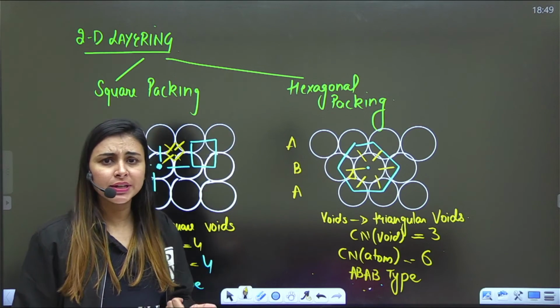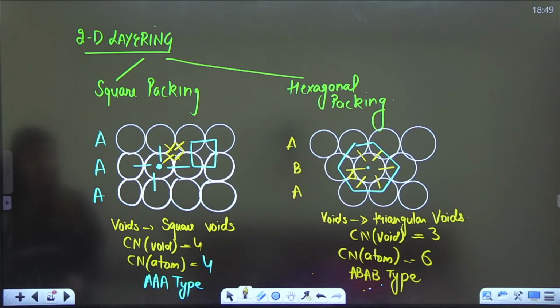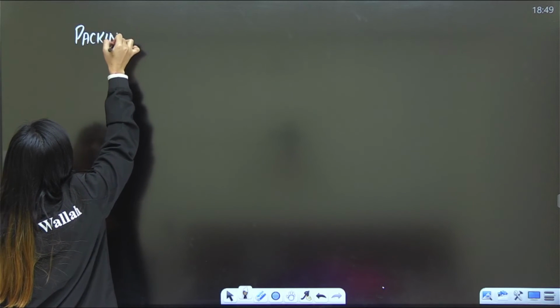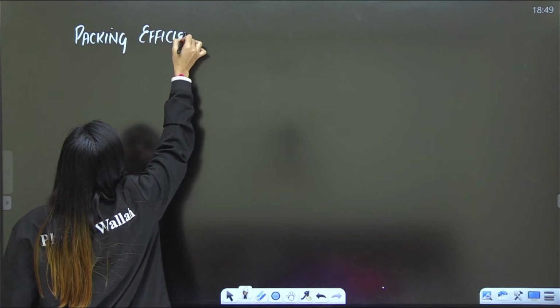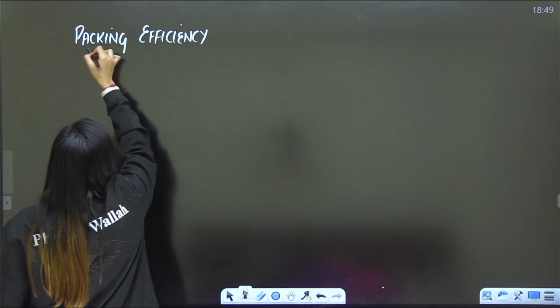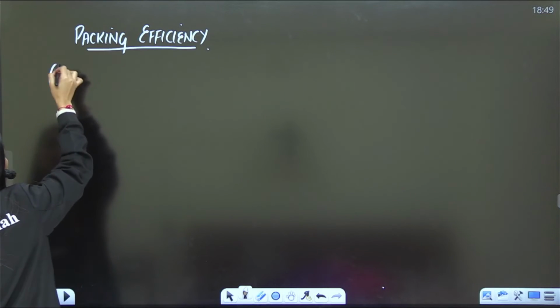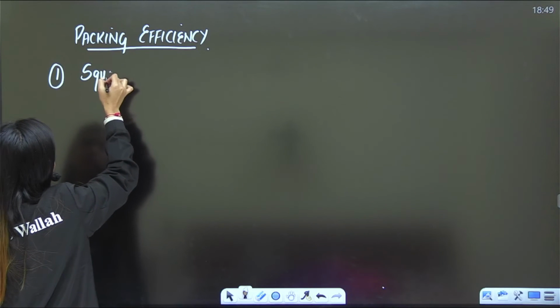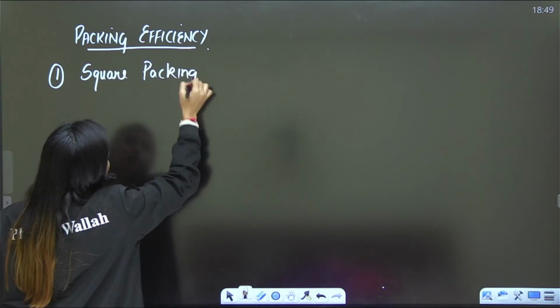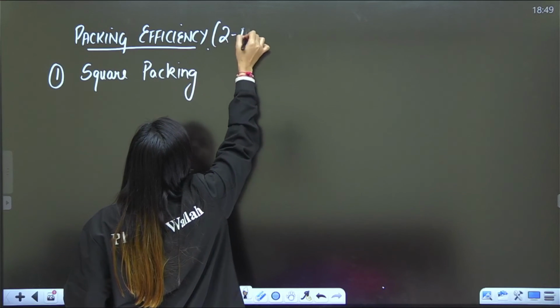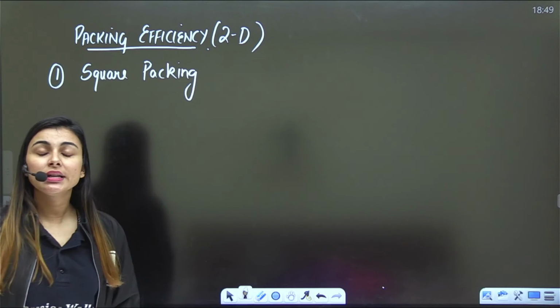I hope you've written it. Okay, perfect. Now the next thing which we will be doing is calculating the packing efficiency. Now we will be calculating the packing efficiency. So the first is in square close packing. So we are calculating this packing efficiency in 2 dimension. Okay, in 2 dimension we are packing this.